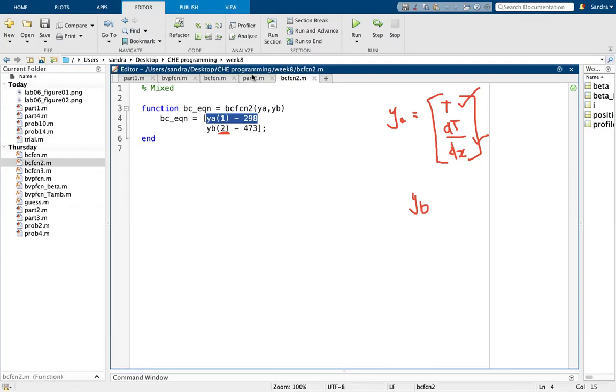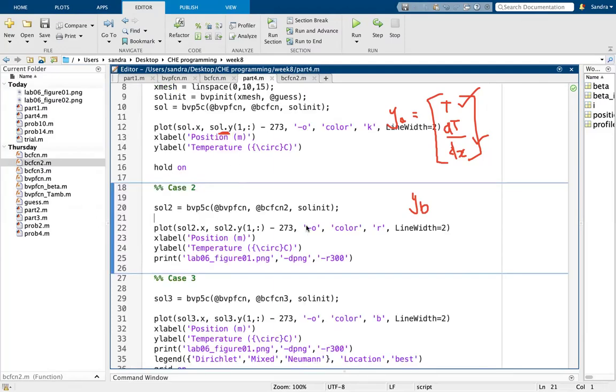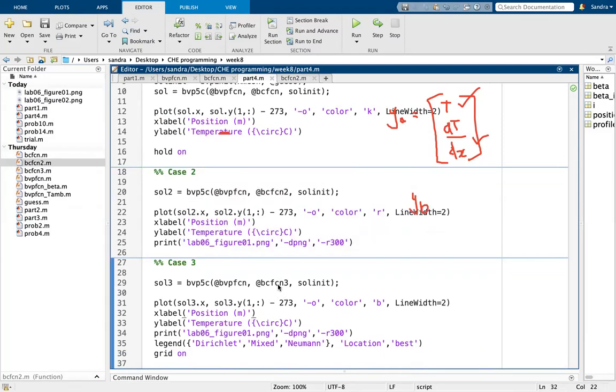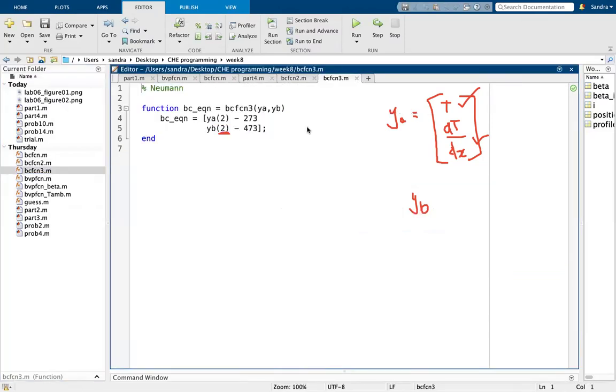Now, going back to the question, that's the only change here. Again, you plot the solution. Now, coming to the third boundary condition where both the gradients are known. So right now, I hope you would have understood the trick. What you do, you change the index. YA2 minus 273 equal to 0 and YB2, here both are referring to the gradients at YA and YB, minus 473 equal to 0. So this is what you do.